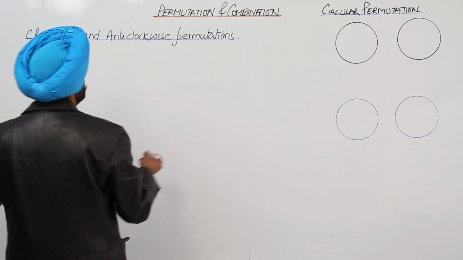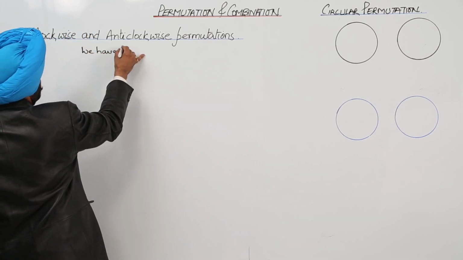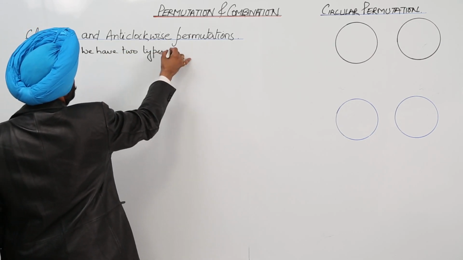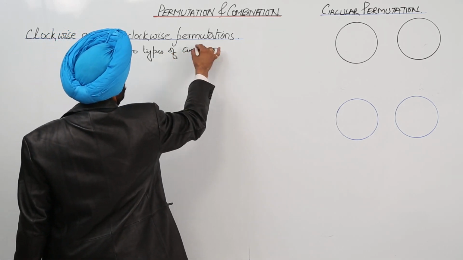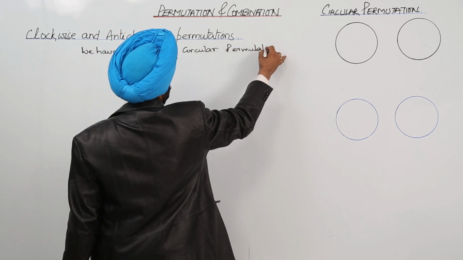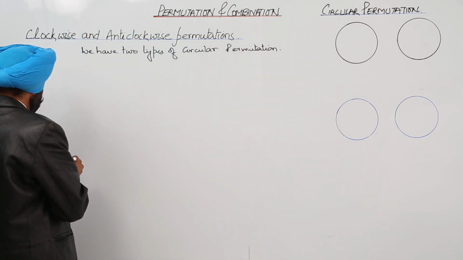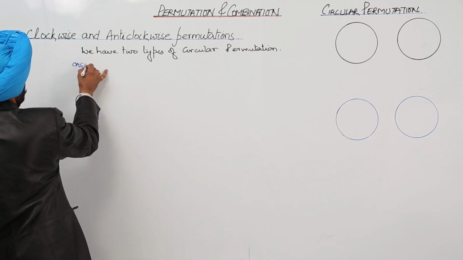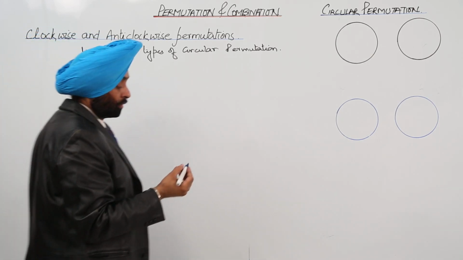Now we have two types of circular permutation. Okay. Now case 1. Now case 1 is what?